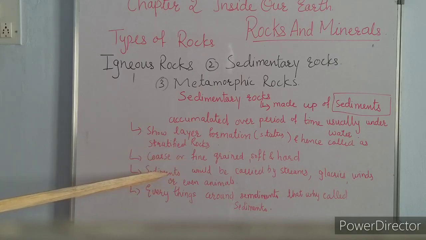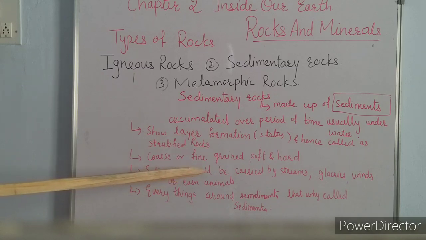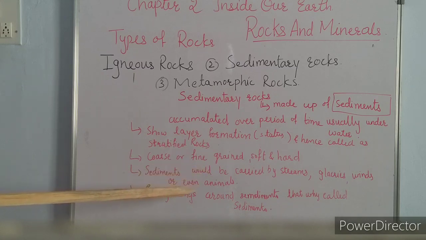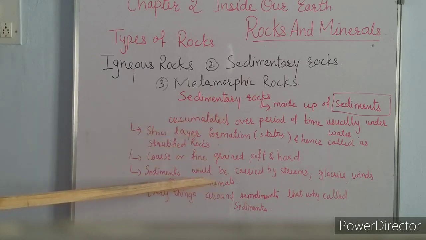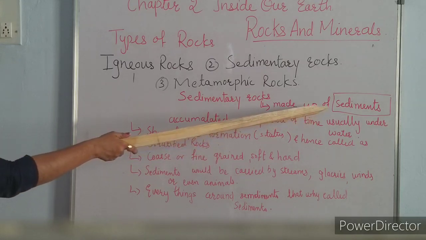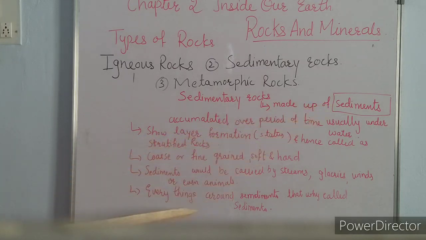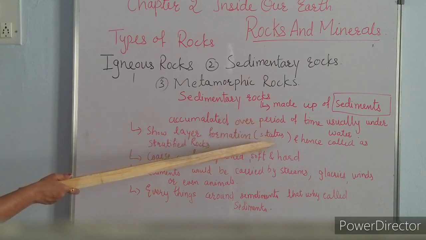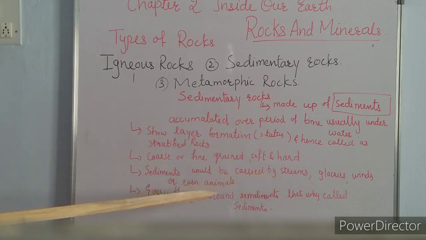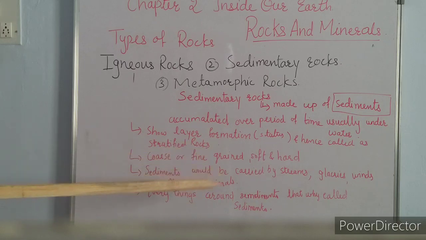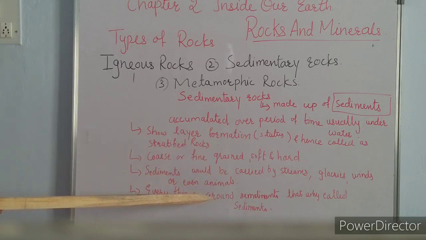Their sediments are carried by streams, glaciers, wind and even animals, and gradually accumulate in one place. That is why they are called sedimentary rocks, because all the glaciers, wind and even animals deposit sediments like this, and by cooling off they become rock.